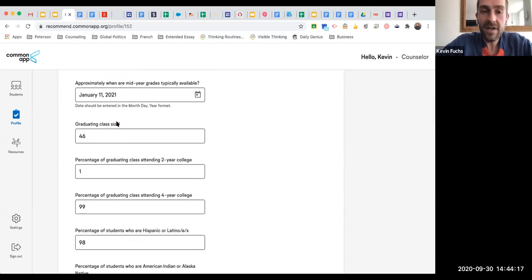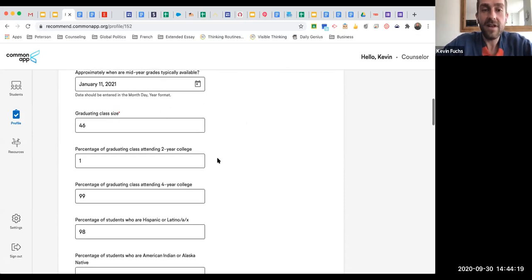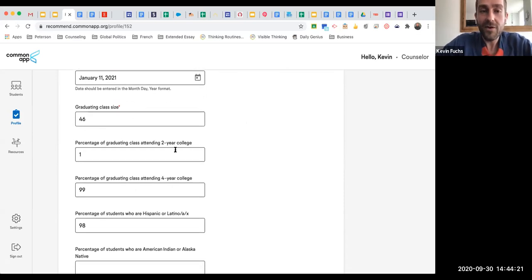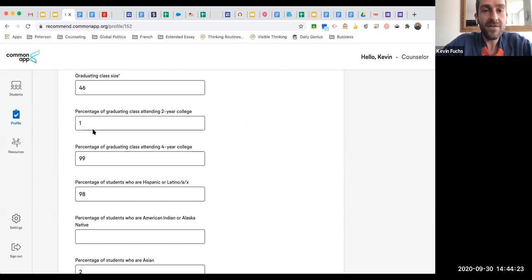Then it asks about the graduating class size. In our case, it's 46 students, right? For students graduating and attending a 2-year college, I just put one, because honestly, I think in our case, most students do finish university afterwards, right?